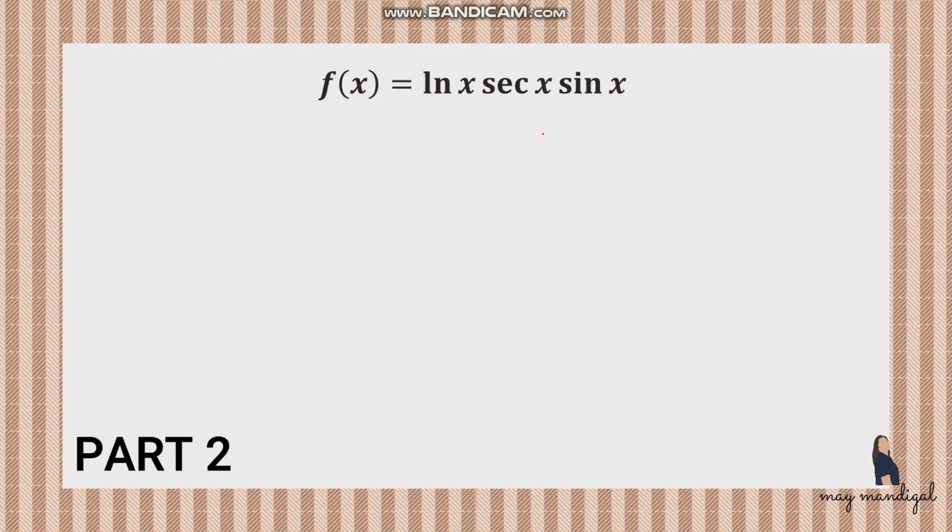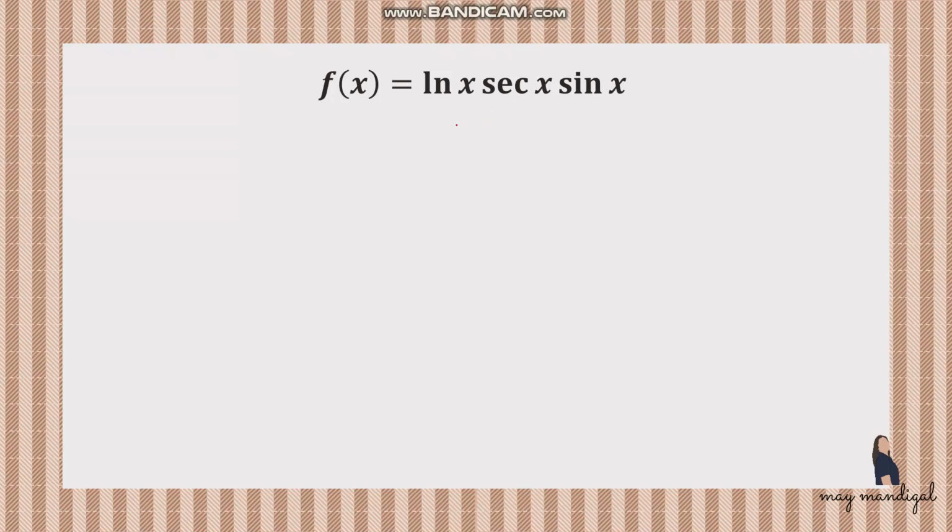So we will just have a continuation of our discussion about the differentiation rules for trigonometric functions. So let's have this example. F of x equals ln of x, secant of x, sine of x. Okay, so as you can see here, we have three terms and they are being multiplied together. So there are different ways on how we can solve this. So I will be showing you two ways on how we can solve for the derivative of this one.